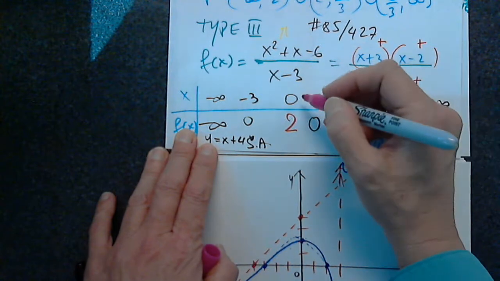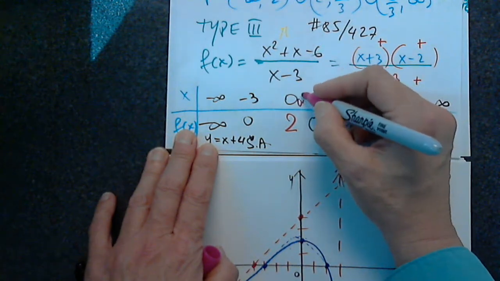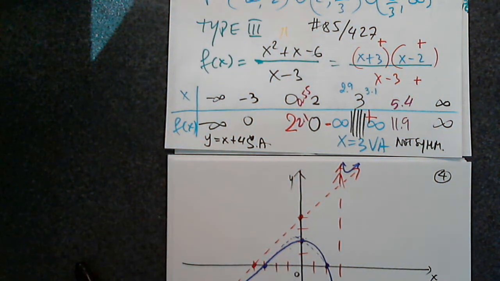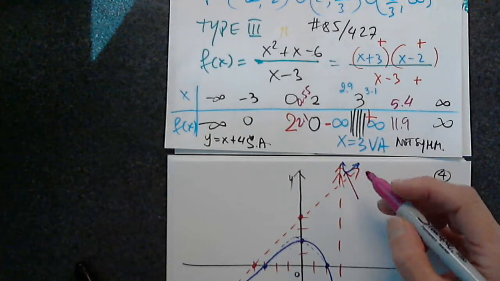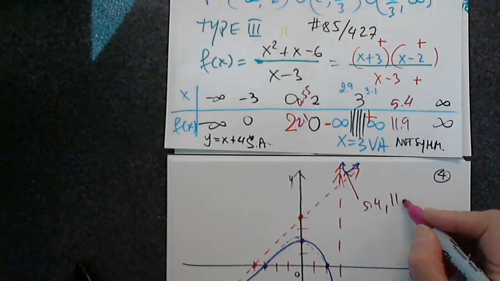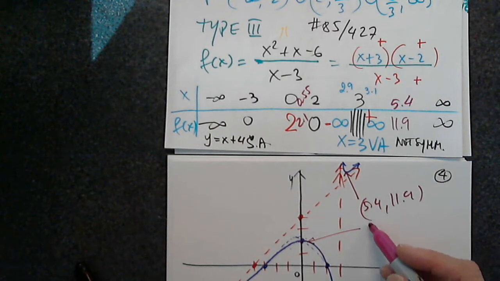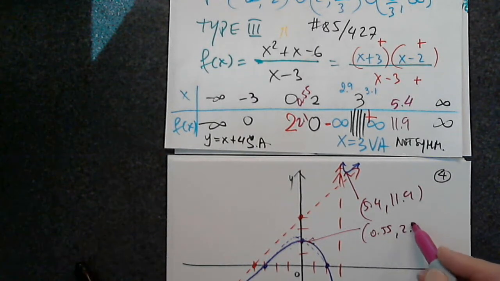So 0.55, 2.1. So it was on the right hand side of the y-axis, not on it and not on the left. So we did not know. We had to determine this with a calculator. So we determined that this minimum is 5.4, 11.9, and we determined that this maximum is actually here, and it's 0.55, 2.1.